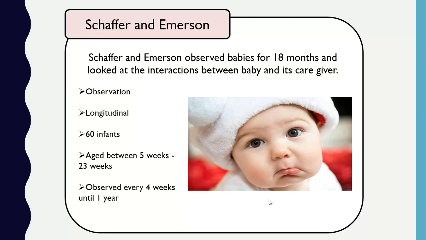This is Schaffer and Emerson's study. It's a study on babies in Glasgow. It's an observational longitudinal study, so it happened over time. They were visited every 4 weeks up to a year, and the infants were aged between 5 weeks and 23 weeks. Schaffer and Emerson visited the mothers and their babies, and asked the mother questions about their babies in certain situations, and the researcher observed the infant's response to them when they turned up to their house.